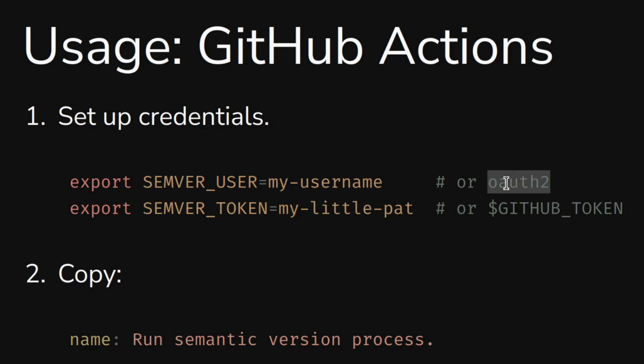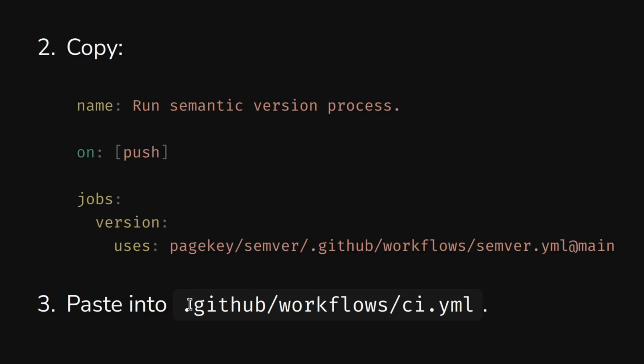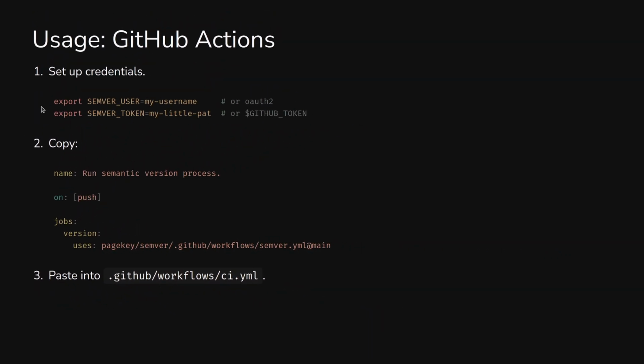Or you can try using OAuth2 as the username and use the built-in GitHub token credential that is provided to, I think, every job. And then you can just copy this little block of code verbatim and paste it right into .github/workflow/ci.yaml, commit that to Git, push it, and you should see GitHub Actions running. And you can debug, because everyone knows CI/CD does not work on the first try.